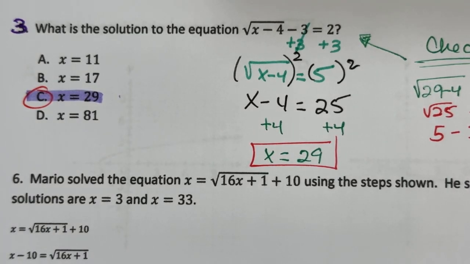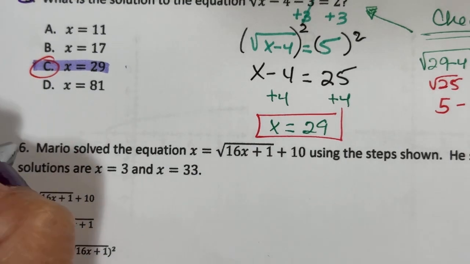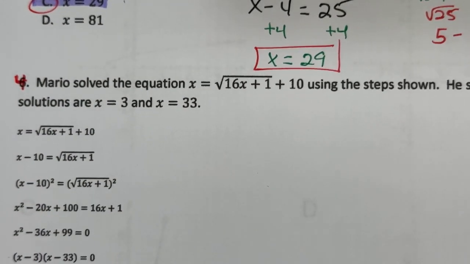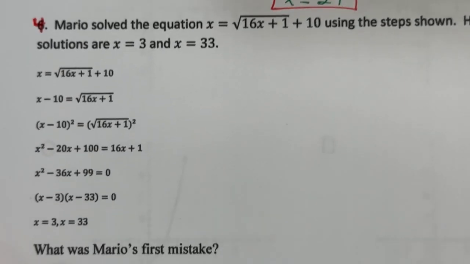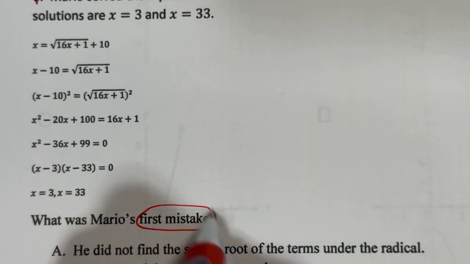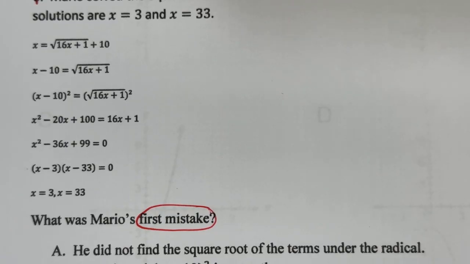All right, so there's that one. Number 4, because remember my numbering was off. Mario solved the equation x equals square root of 16x plus 1 plus 10 using the steps shown below. He said that the solutions are x equals 3 and x equals 33. What was Mario's first mistake? He made a mistake. What was the mistake?